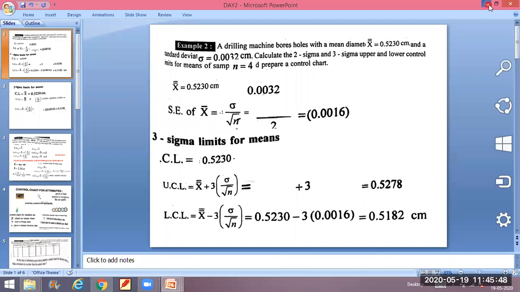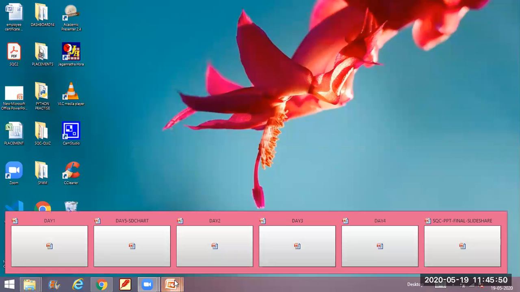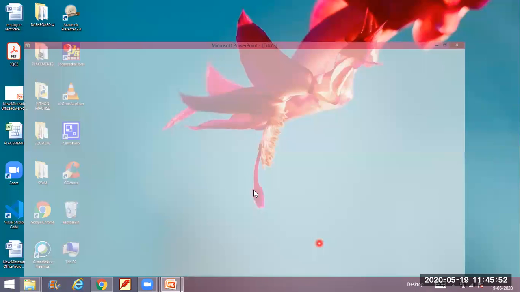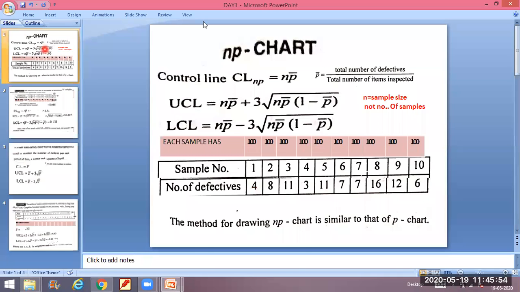Next we will go for day 3, the np chart. So what is the np chart and how do you do the np chart?